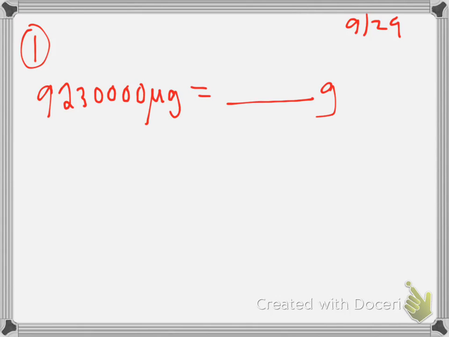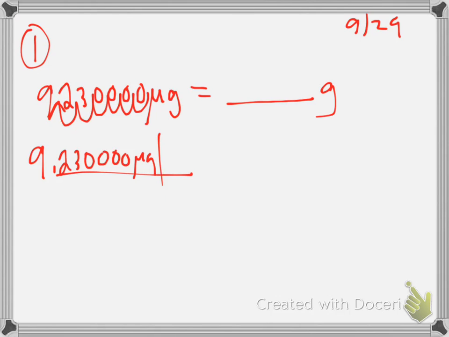And the first thing to do, obviously, is to put it into scientific notation. 1, 2, 3, 4, 5, 6. So we get 9.23 times 10 to the 6th micrograms as our first box.